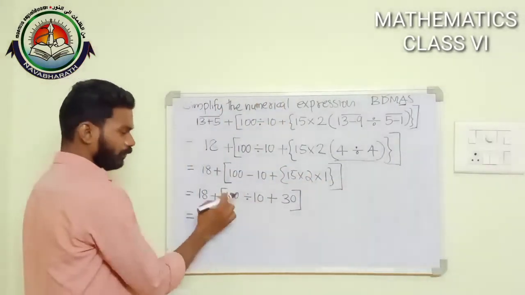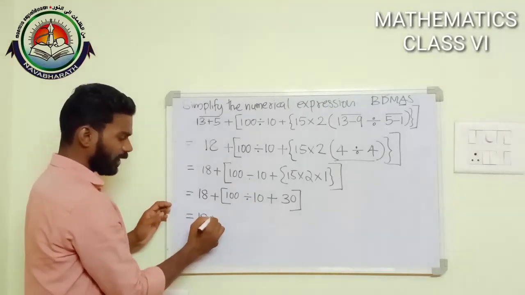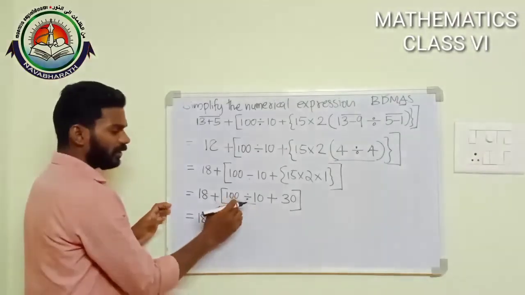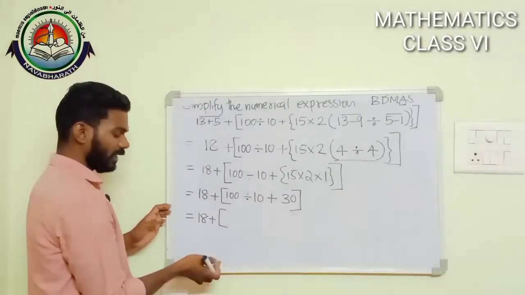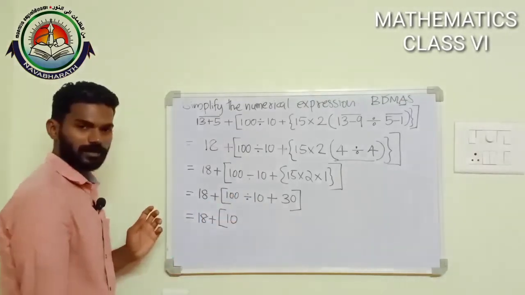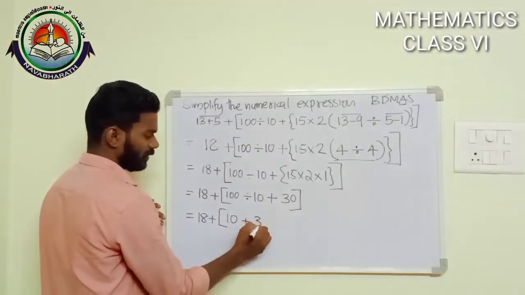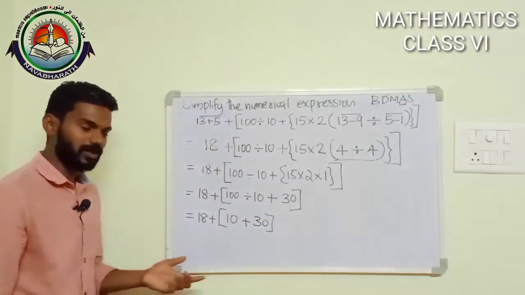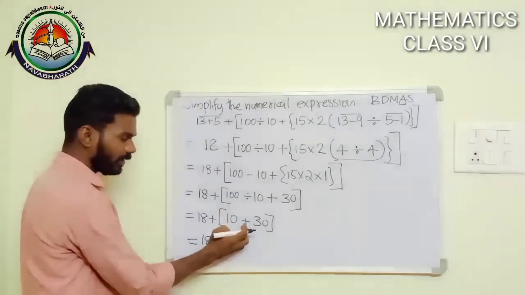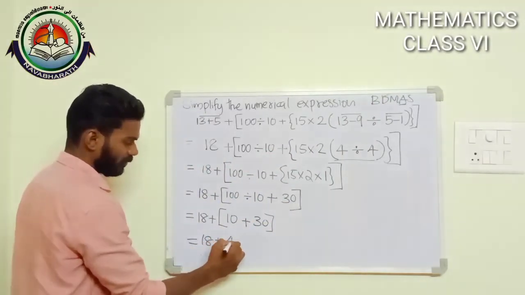So first simplify the division part. So 18 plus, again the bracket. Now do the division, 100 divided by 10. How many tens are there in 100? 10 tens, that is 100. Now plus 30. Now we can easily reduce it. 18. Now simplify this bracket. Here only addition. Clear? 10 plus 30 would be 40.